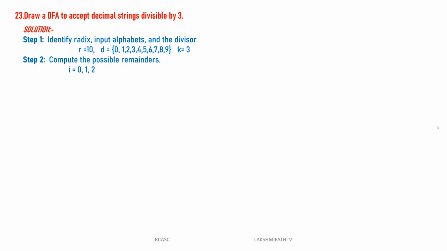If 3 is divided by 3, the remainder is 0; 4 divided by 3 gives 1; 5 divided by 3 gives 2; then 6 will repeat. So the possible remainders are only 0, 1, 2. Now I will consider i equal to only 0, 1, 2. No need to take 0, 3, 6 here. I will repeat that later.